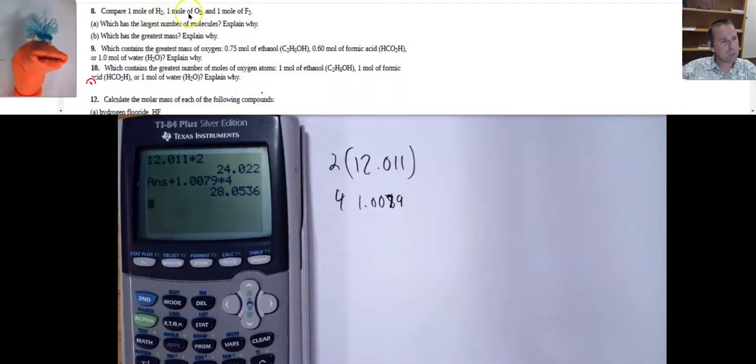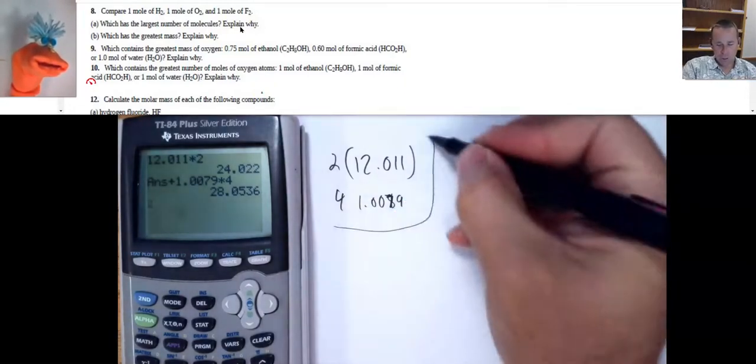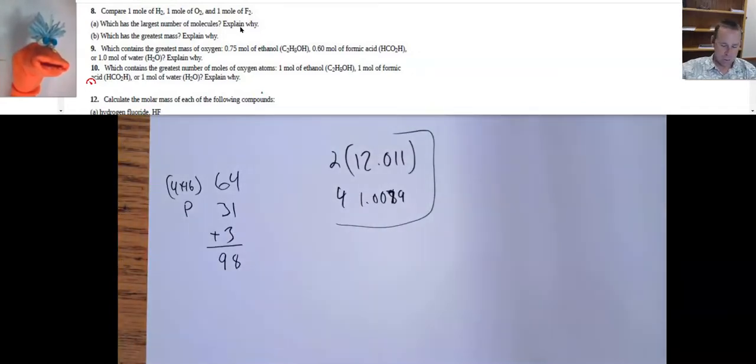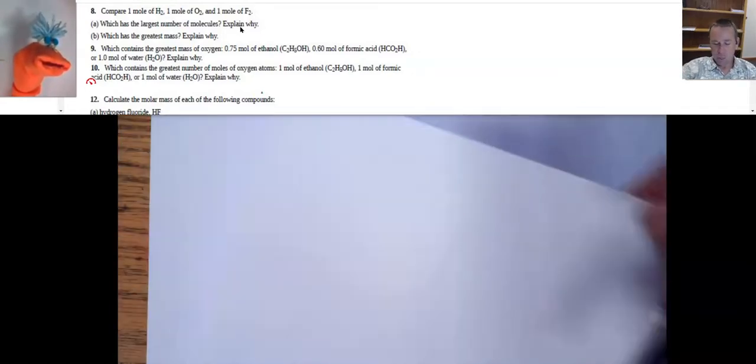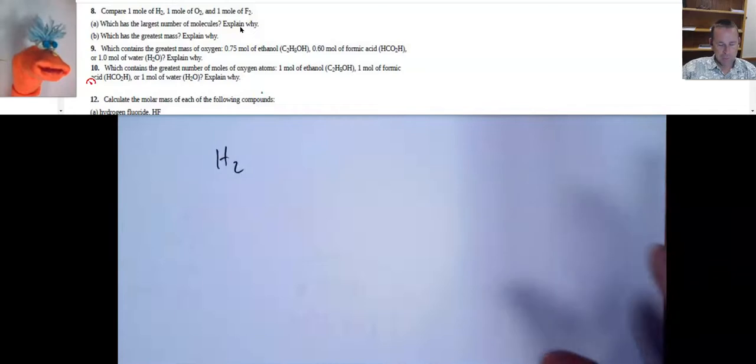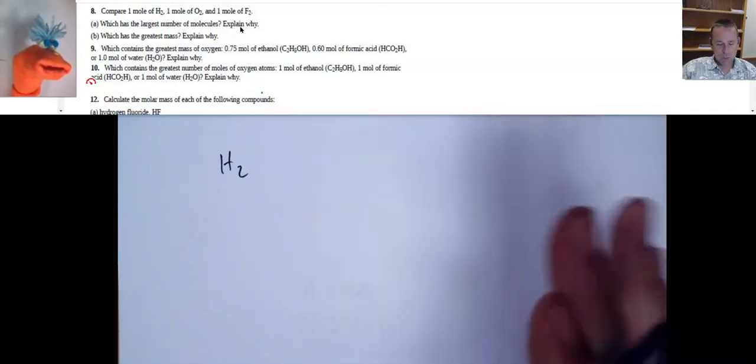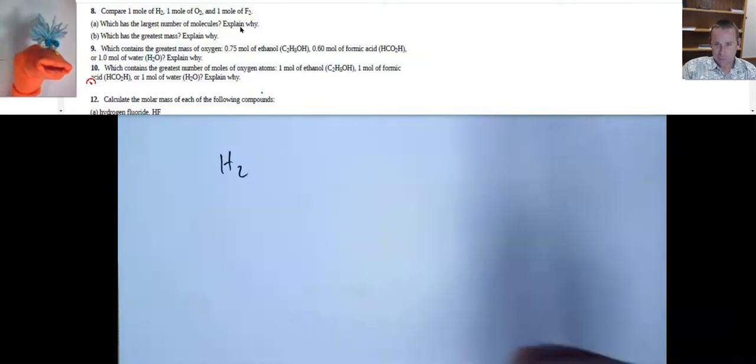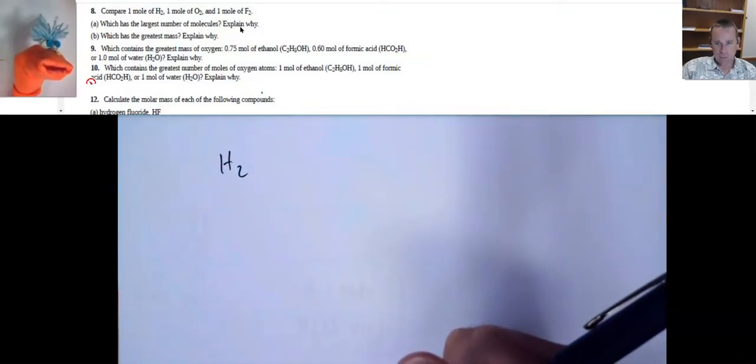Number 8. A mole of hydrogen, a mole of oxygen, and a mole of fluorine gas. Which has the largest number of molecules? Explain why. Well, I think this is a trick question. What do you mean? I think they're the same. Okay, so if I have a mole of hydrogen gas, how many hydrogen molecules are there? What's the number? Oh, it's 6.02 times 10 to the 23rd. That's the chemist's dozen, right?